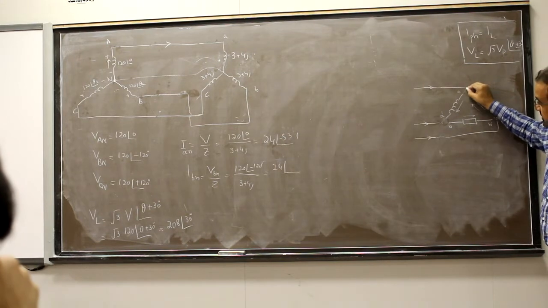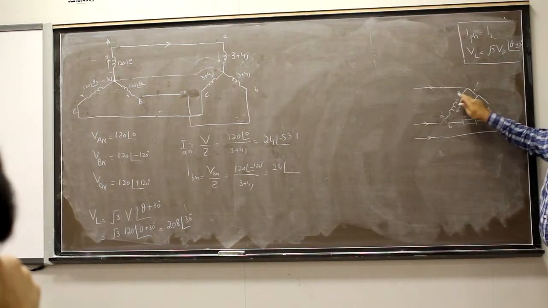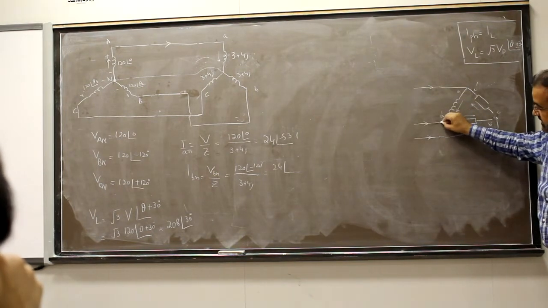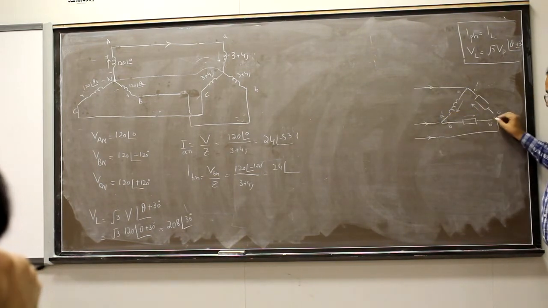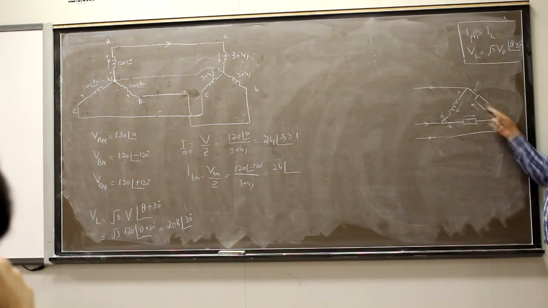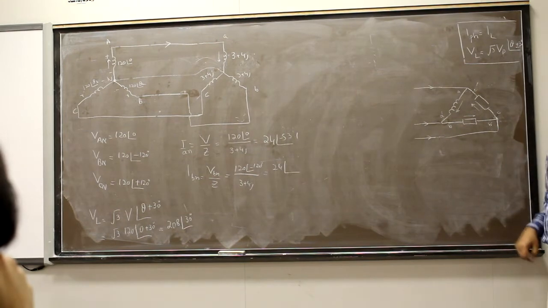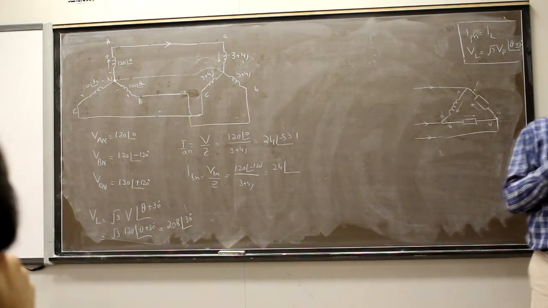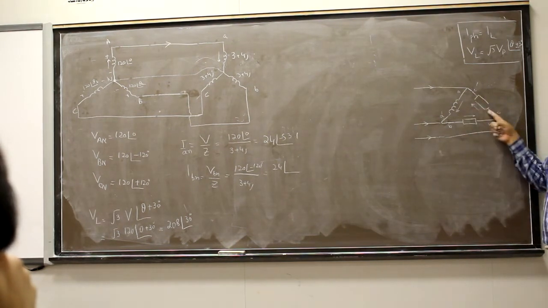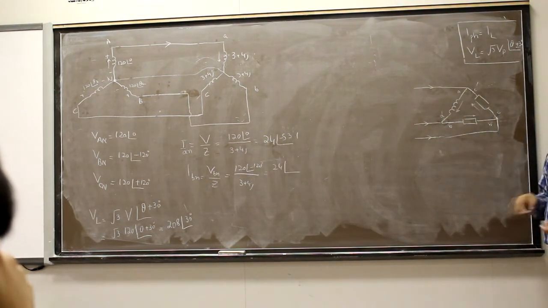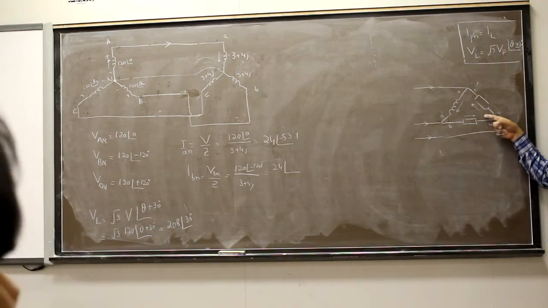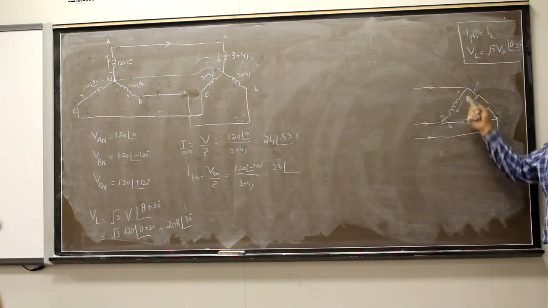When it reaches the common point between C and A, like this, the common point between A and B, like this, and the common point between B and C, like this, some current will go this way and some will come. But always, in a delta, the current will circulate in one loop. It will always circulate in a loop. It will not be that some current goes like this and some goes like this.